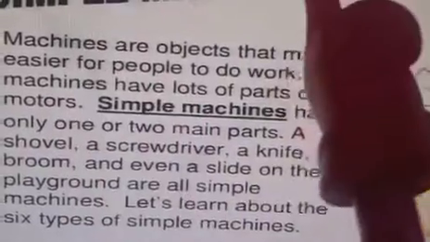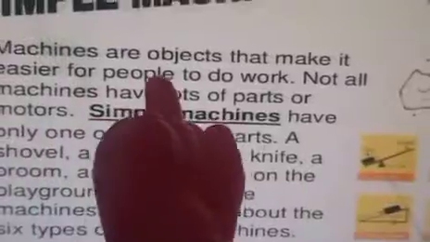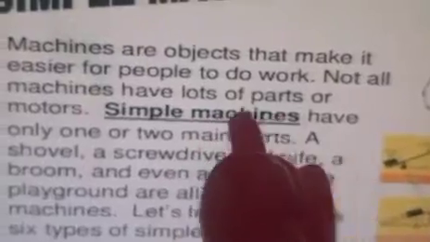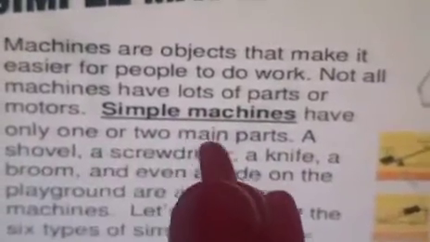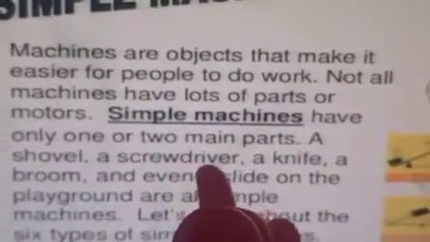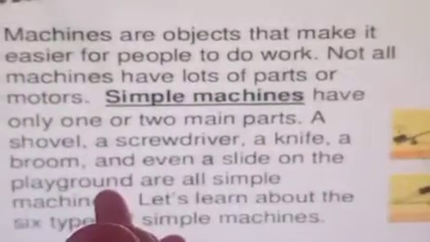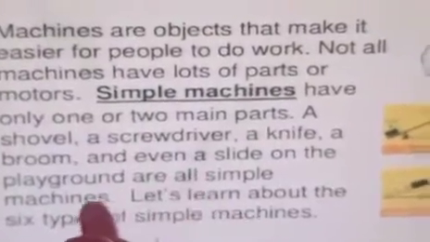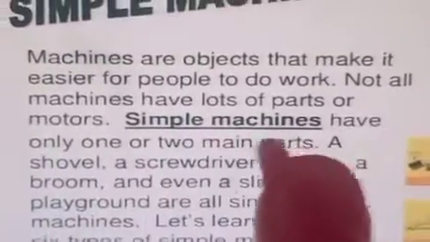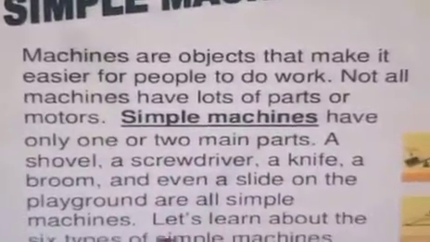Simple machines. Machines are objects that make it easier for people to do work. Simple machines only have one or two main parts. This can be a shovel, a screwdriver, a knife, a broom, and even a slide on the playground. There are all kinds of simple machines. So therefore you can say that simple machines are devices that make work easier for us.